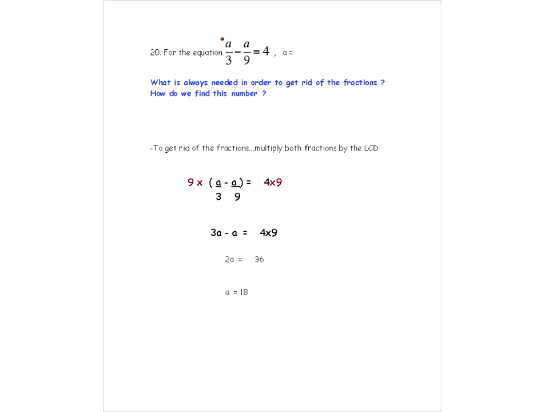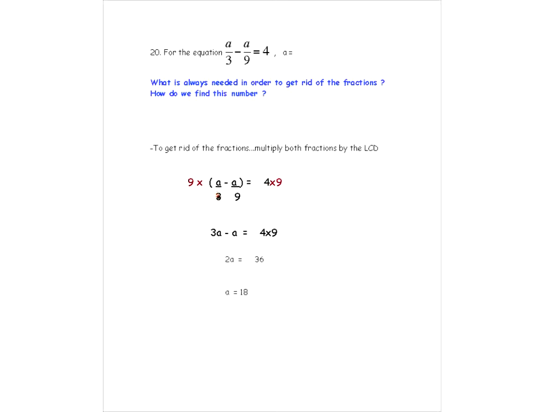Okay, so we're going to multiply both sides of the equation by 9, and that's going to get rid of these numbers in the fraction. But we have to do the same thing to both sides, right? We need to multiply both sides by 9, and you can see that here in the red. Okay, so let's see what we get when we multiply everything by 9.